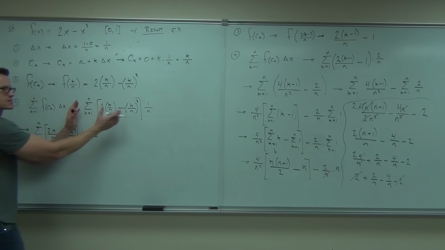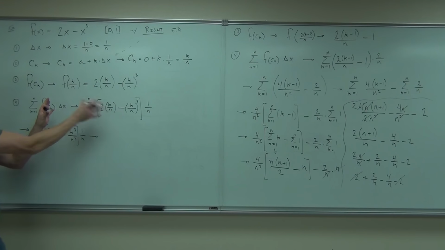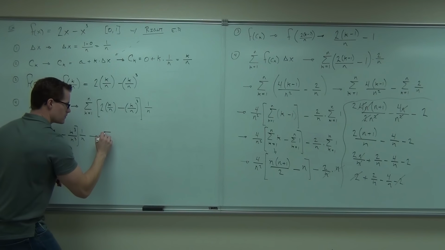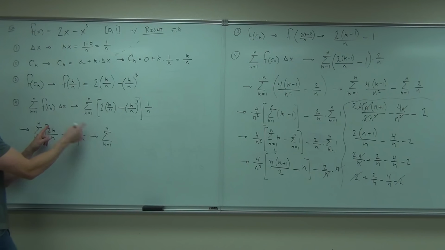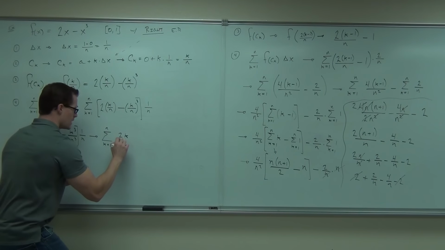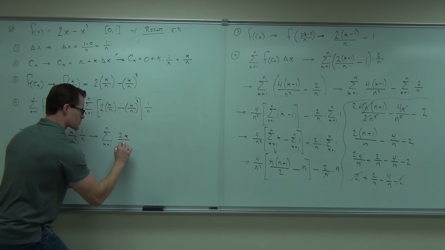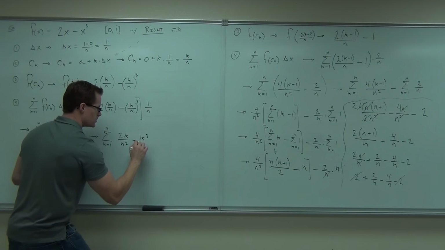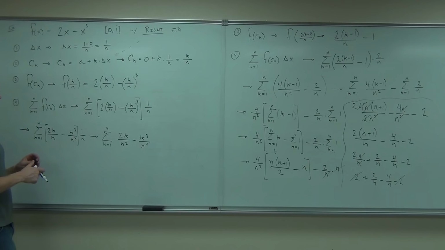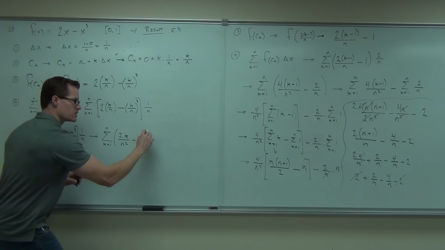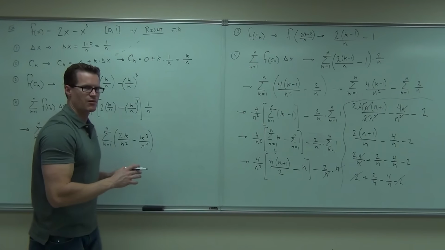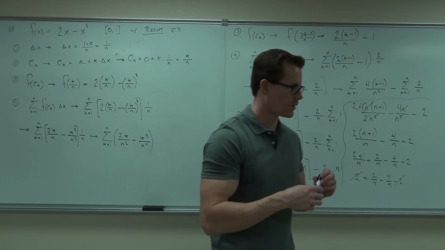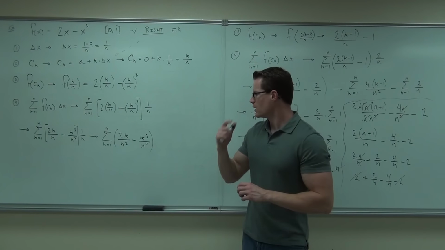So I've made things nicer inside. Now I'll distribute that 1 over n. And what we'll get is 2k over n squared minus k cubed over n to the 4th. And that should be in a parenthesis, signifying that I'm taking the sum of that entire expression, not just the first part, not just the second part, the whole thing.